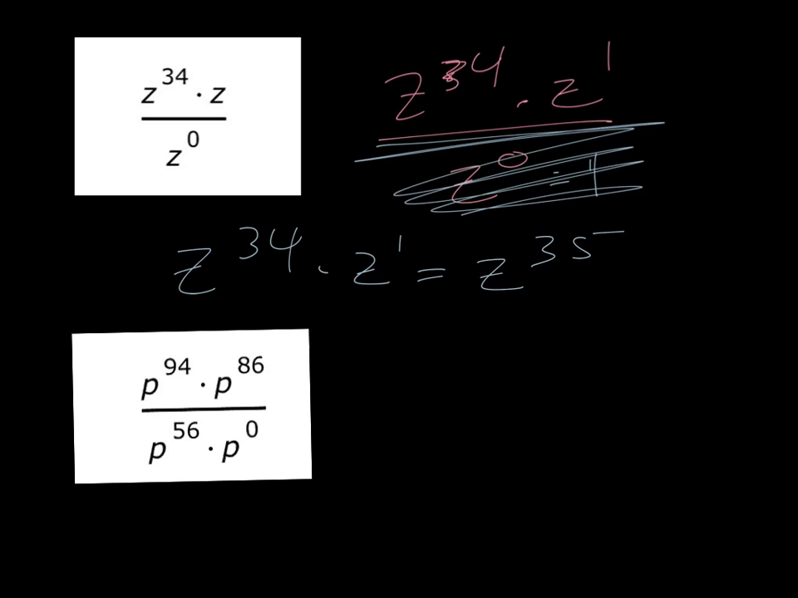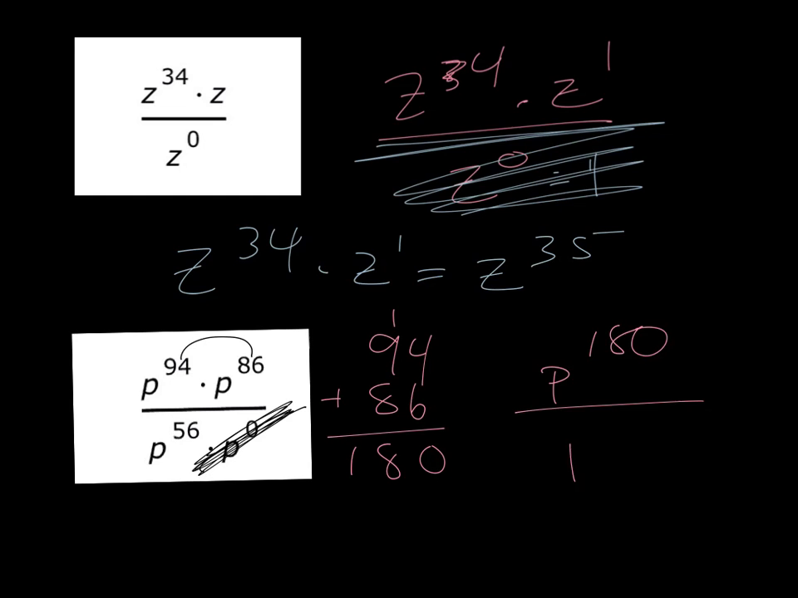If I'm looking at this second problem, I have p to the 94th times p to the 86th divided by p to the 56th times p to the 0. We know that p to the 0 equals 1, so let's eliminate that right away. Now we just have to add 94 to 86, and we are going to get 180, so it's p to the 180 up top, divided by p to the 56th. So now we just have to do a little subtraction, 180 minus 56, and I'm going to end up with 124. So my final answer in this one is p to the 124th. Hopefully that helps with these two.